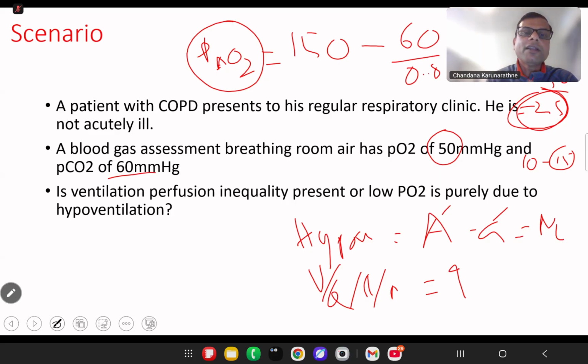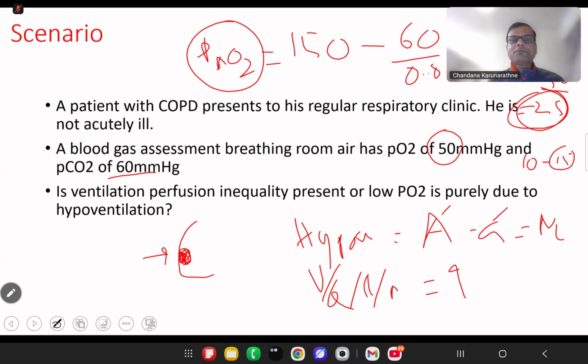So in COPD, we talk about VQ mismatch. If he has pneumonia, say an infective exacerbation, then that's a different story. It could be shunt, because if you have pneumonia, part of the lung can have no ventilation, and that adds a component of shunt. But in an otherwise regular COPD patient, if you see this blood gas, there is some ventilation-perfusion inequality. So we don't need treatment.